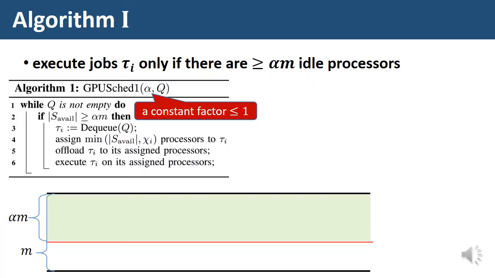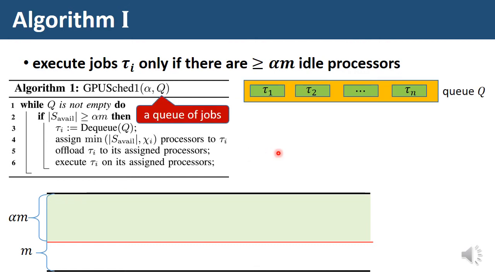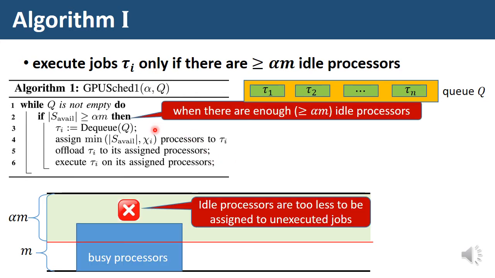Based on the observation, we designed Algorithm 1 to execute jobs only when there are sufficient idle processors. In more detail, we set a constant factor alpha and execute jobs only when there are alpha m or more idle processors. Moreover, we define the queue to store the sequence of jobs. Our algorithm executes jobs when there are enough idle processors. Here, enough means that the idle processor number is larger than alpha m.